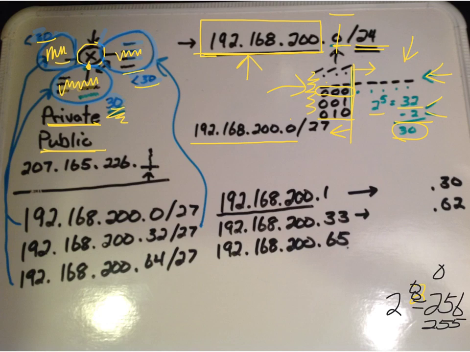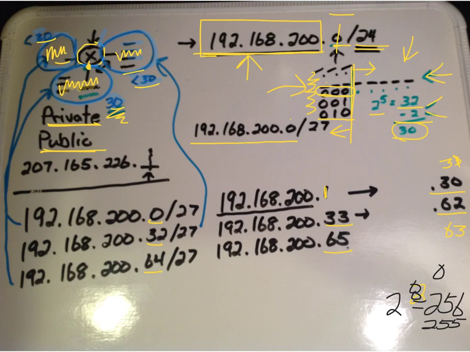So we can figure out the networks. Here's the first one, with all zeros here. Here's the first address, and 30 would be the last address. 31 would be the broadcast, 32 is the next network, 33 is our first address, 62 is the last address, 63 would be the broadcast, 64 is the next network, 65 the next address.